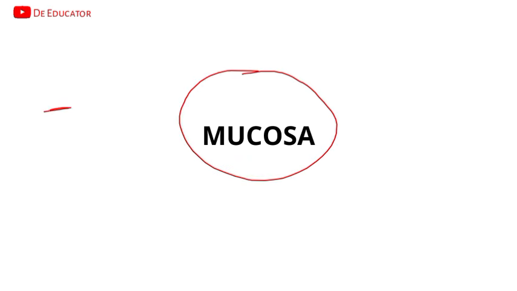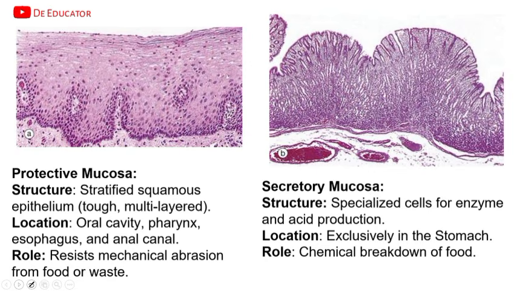The mucosa is made up of epithelium, lamina propria, and muscularis mucosa. For the mucosa, we'll be looking at four mucosas which you can see in the GIT. The first mucosa we'll see is the protective mucosa. It's known as protective mucosa because it carries out the function of protection, and you will see it in locations where protection is required.